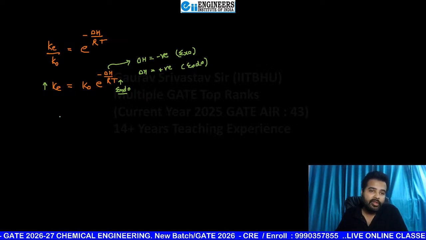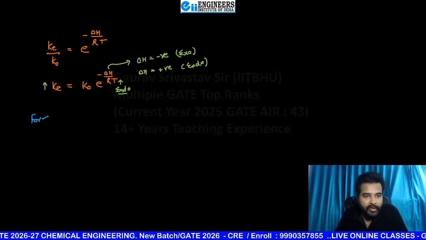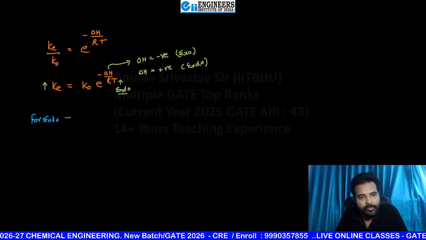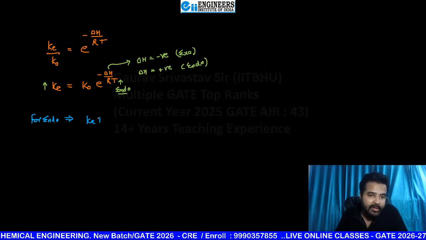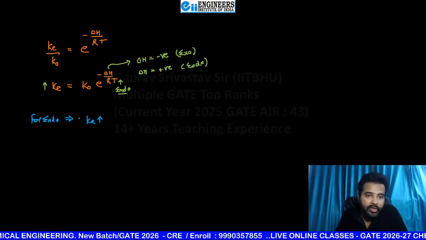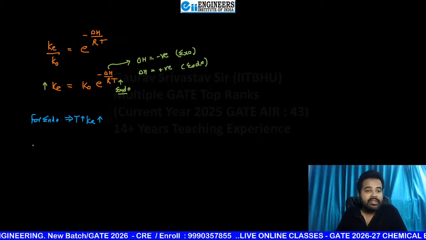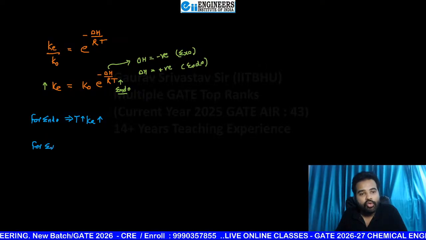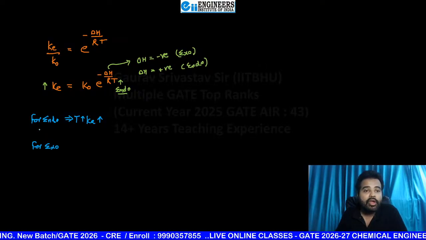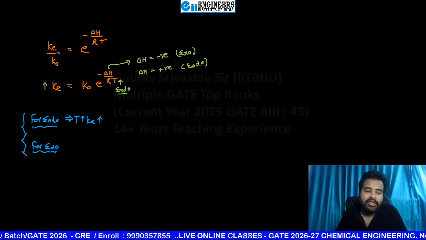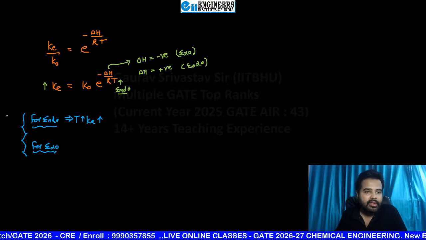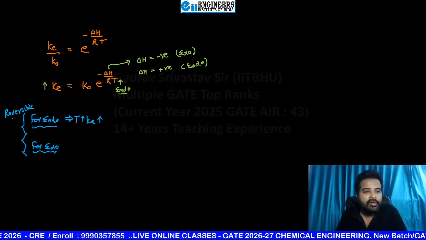What conclusion did you get? I am writing again here, for an endothermic reaction, if you are writing Ke, then Ke will increase when you increase the temperature. Just as you saw from here. But the same thing when you check for an exothermic reaction, clearly K is present here. The whole thing that you are seeing here is for reversible reactions.